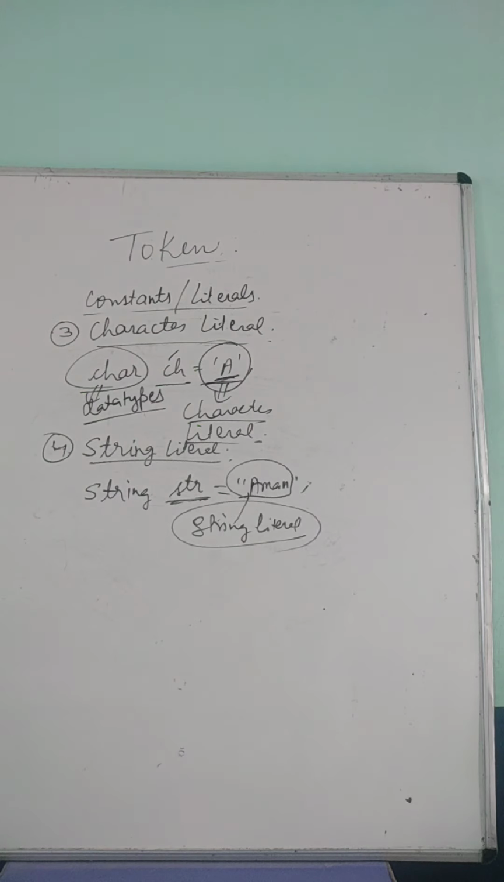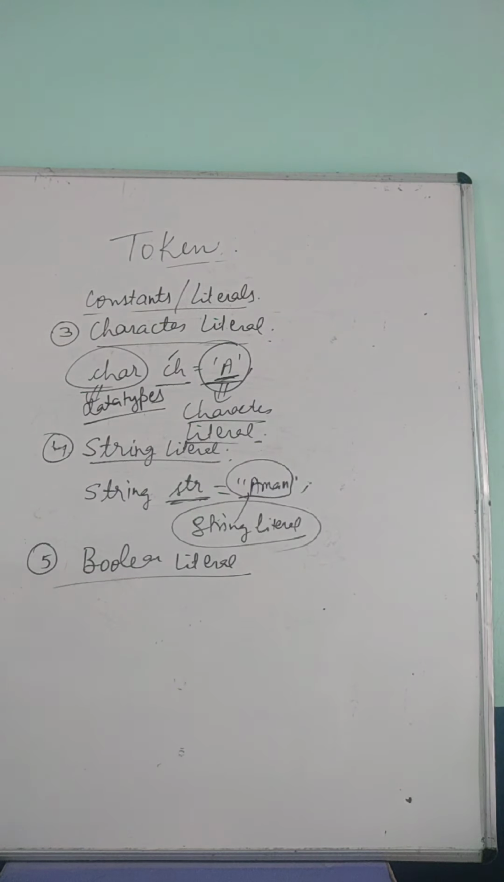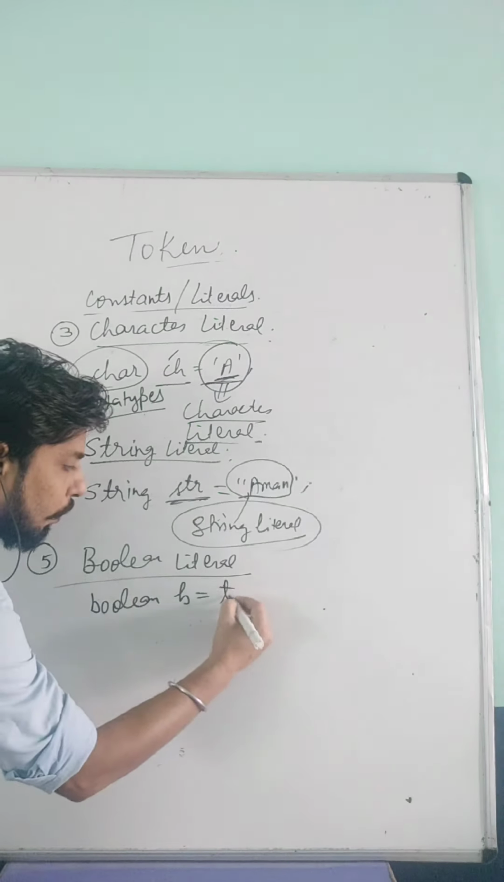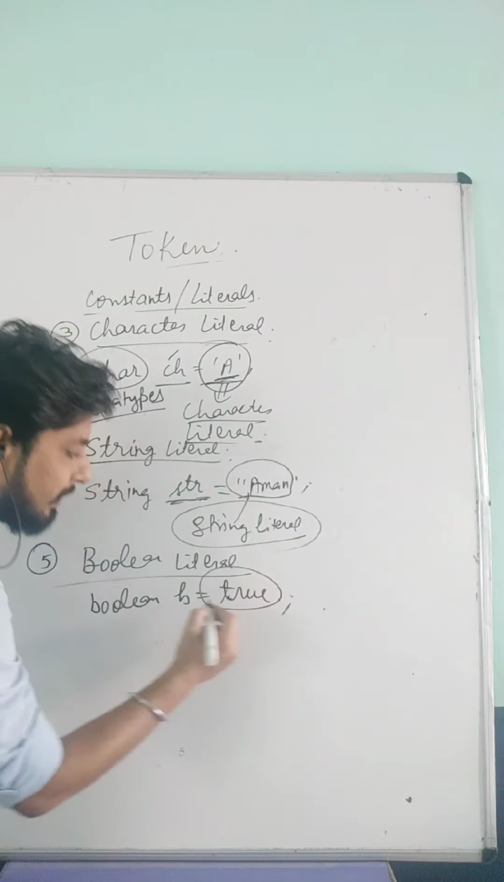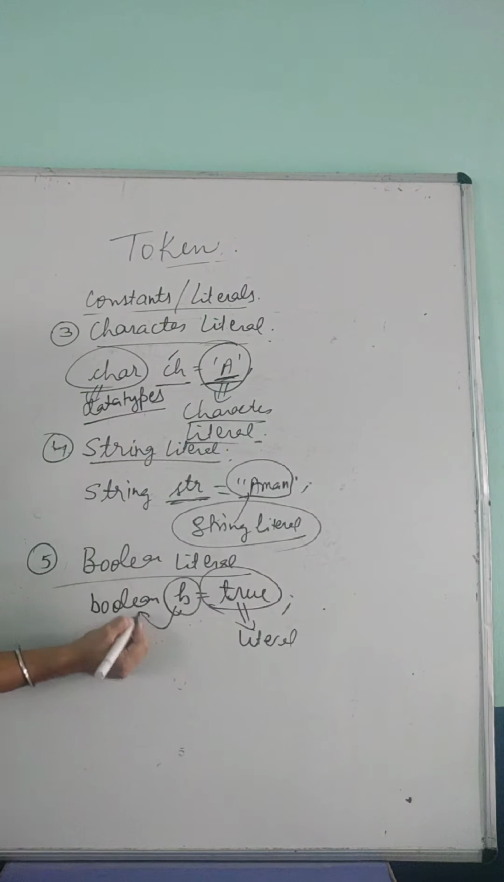So these are the literals: integer literal, real literal, character literal, string literal. Now let's discuss the fifth one, the Boolean literal. It is not in your book, but we will discuss it. So what is the Boolean literal? Boolean b equals to true. This true is called the literal, because this value is given to variable b, and b is of Boolean type. A Boolean is a data type that holds only two values, true or false. So true is a Boolean type literal.